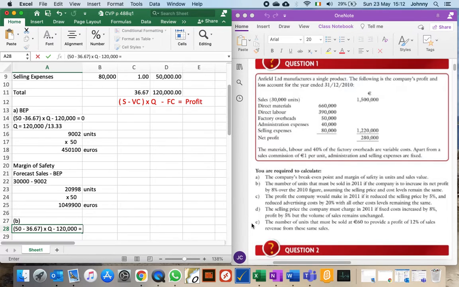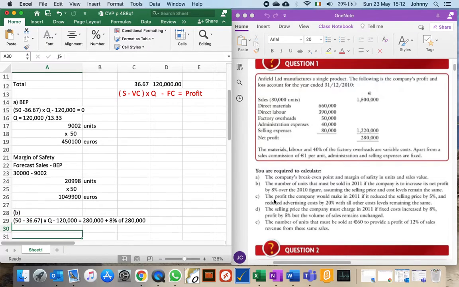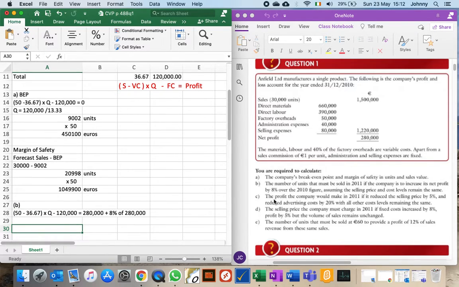And our profit now is going to be the original profit of 280 plus 8% more profit. Okay, so increase our profit by 8%. So that's B. And I would let you then go and do the maths. What you'll end up with is a big number on this side, bring the 120 over to the other side of the equal sign, and then you'll divide it by your contribution again.